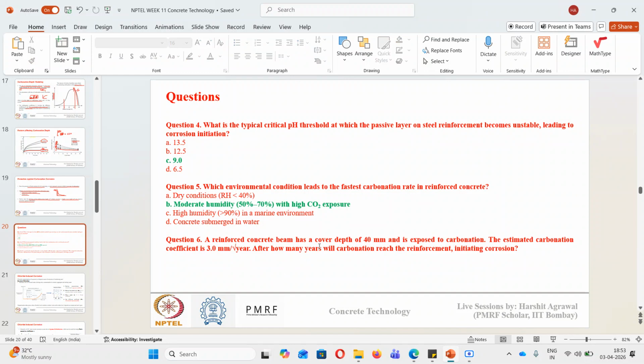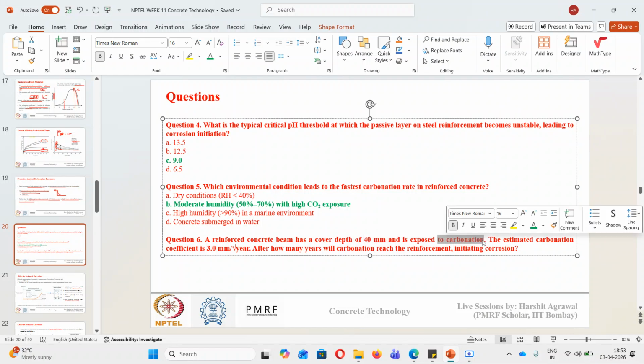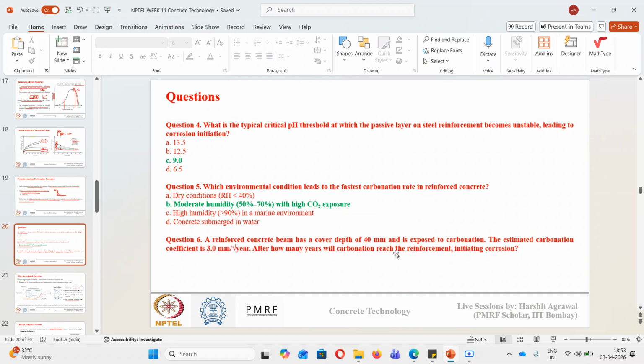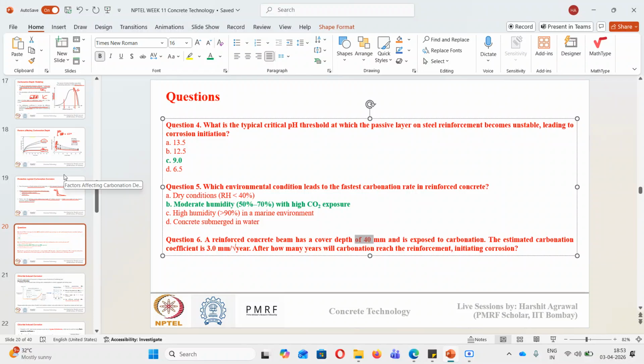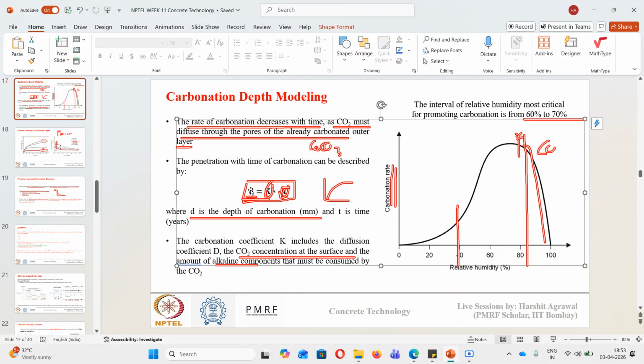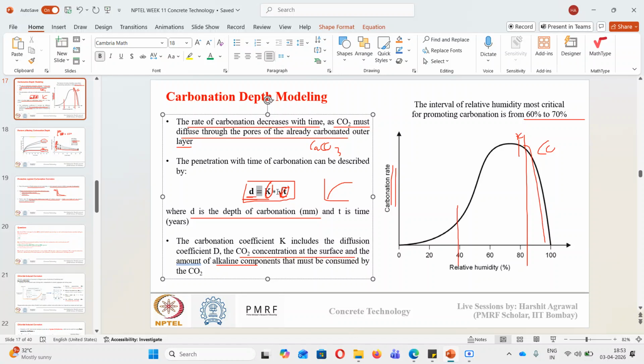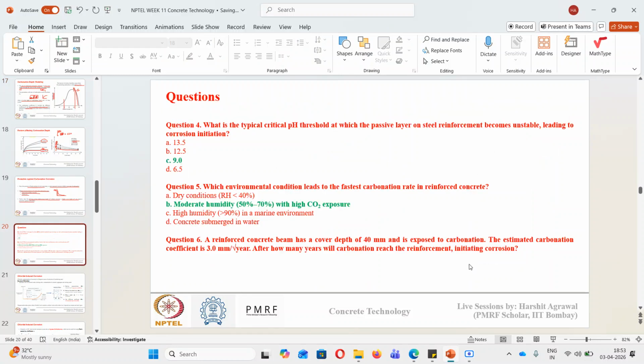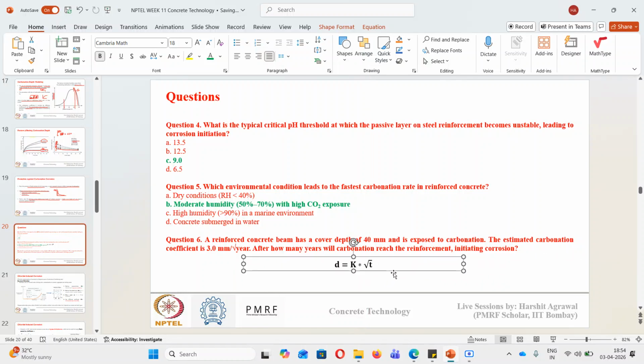Question number 6. A reinforced concrete beam has a depth of 40 mm, and it is exposed to carbonation. If the carbonation coefficient is given as 3 mm per year, after how many years will the carbonation reach 40 mm depth? Just try to solve this question. You know the equation. I have given you the carbonation coefficient and the depth up to which I want my concrete to carbonate. So how much time will it take? I'll just paste this equation here. Based on this equation, can anyone do the calculation?